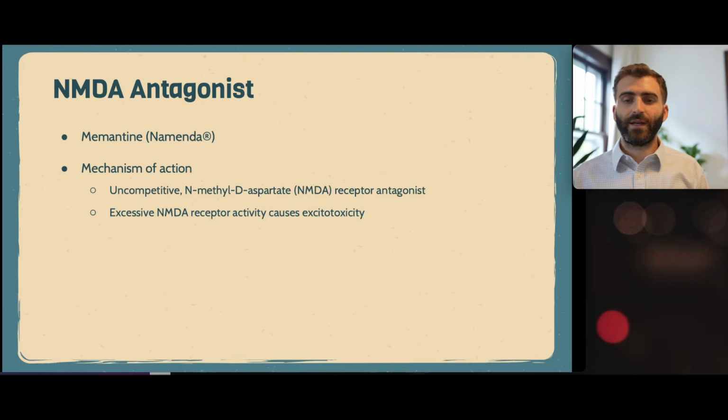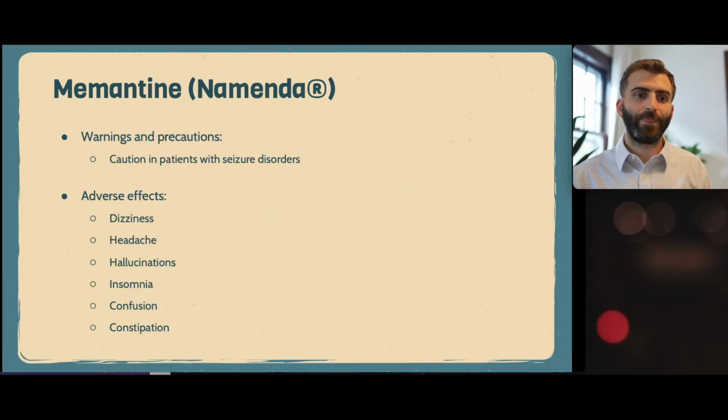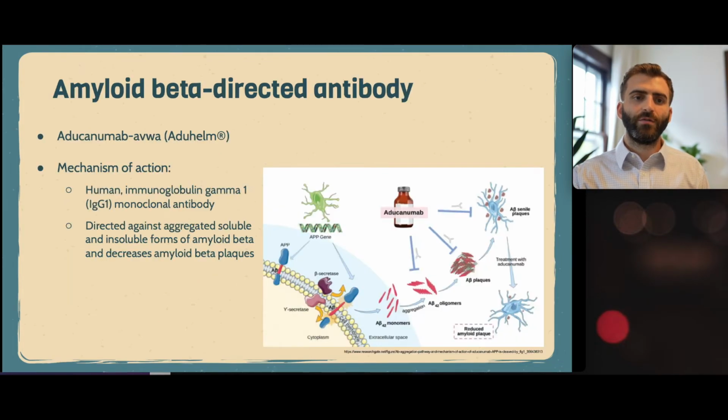Now let's look at the singular NMDA antagonist, which is memantine. So excessive NMDA can cause excitotoxicity, so kill neurons because there's too much excitement, and this prevents that from happening. Adverse effects can be seen here. It's a relatively well-tolerated medication. Final medication is an amyloid beta-directed antibody.